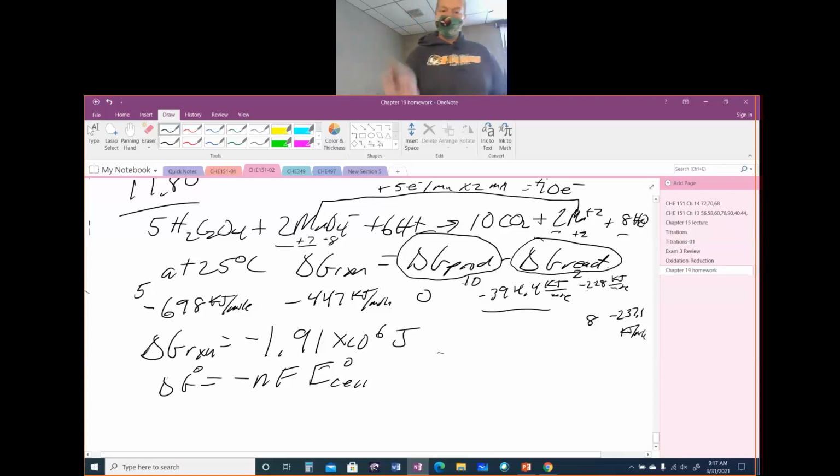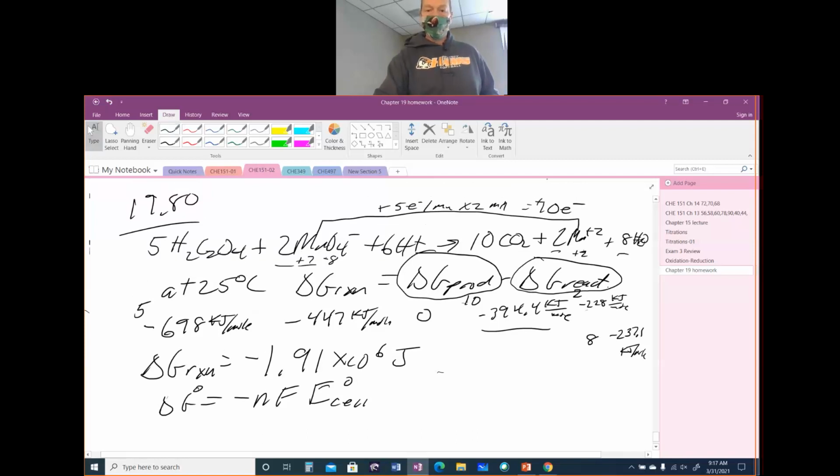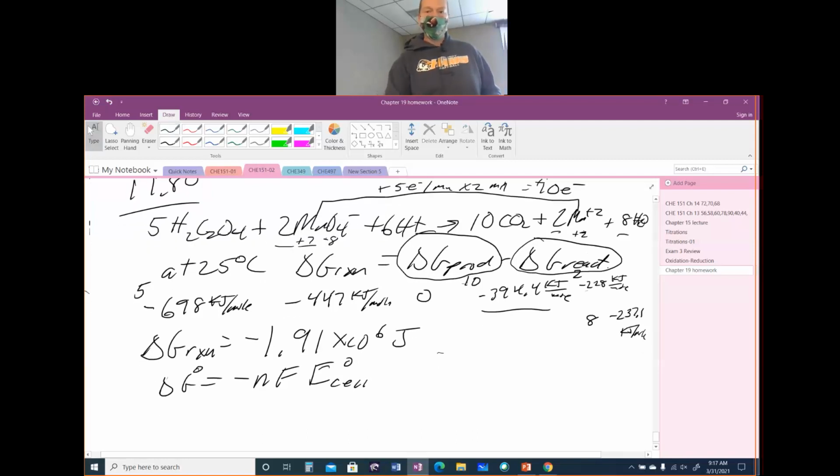So the hardest part of this problem, there's a lot of hard parts, there's a lot of numbers, is to get your delta G correct. And you have to find your n value. But if you look at table 19.1, you will see this, and it will have the 5 electrons, but you have to see that you multiplied it by 2, and so it is 10 electrons.